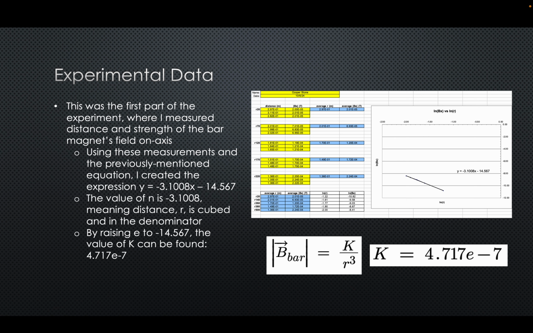Here's my experimental data for the first part of the experimental procedure, where I measured on-axis strengths. And as you can see here, based on that data, I was able to graph the equation y equals negative 3.1008x minus 14.567. And that means that the value of n is negative 3.1, which is approximately negative 3. And that agrees with the Biot-Savart law, which states that the distance dependence is 1 over r cubed. And then I also found the value of k by taking the natural log. I found k to be equal to 4.717 times 10 to the negative 7th power.